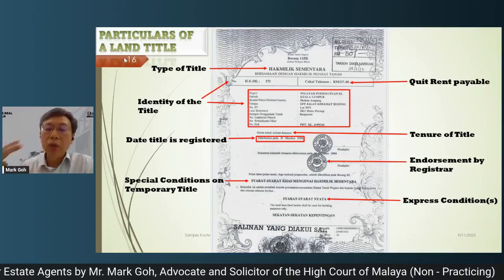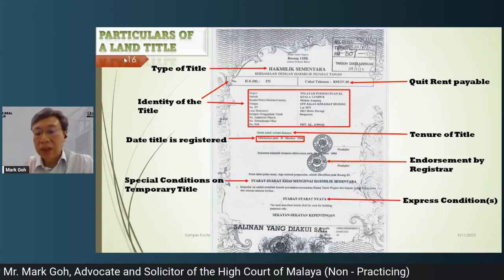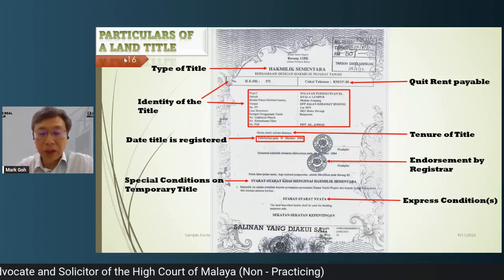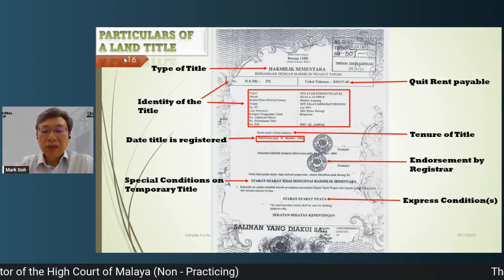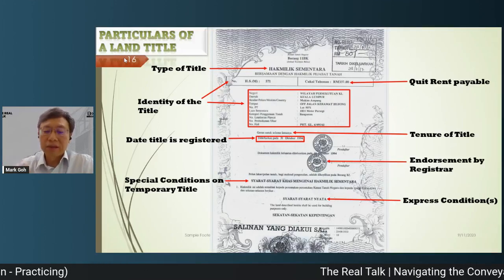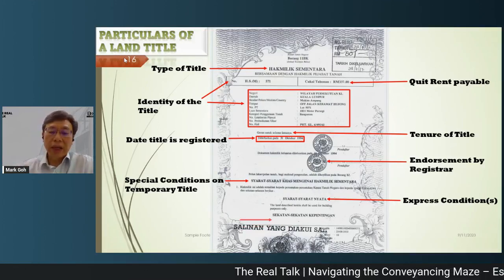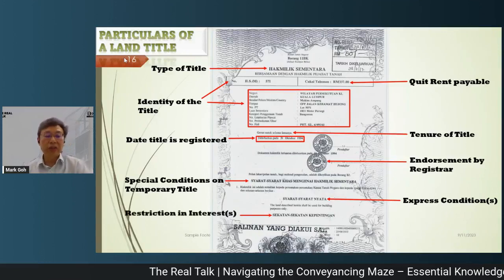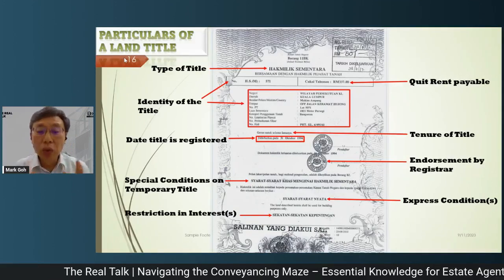So they will tell you what you can do on your land. Some will say this land you can only plant this, you can only do this. If they put there nil, then nil. Express condition is what you can do on your land. Not very relevant. And this one, restriction in interest. This is what you can do with your land.